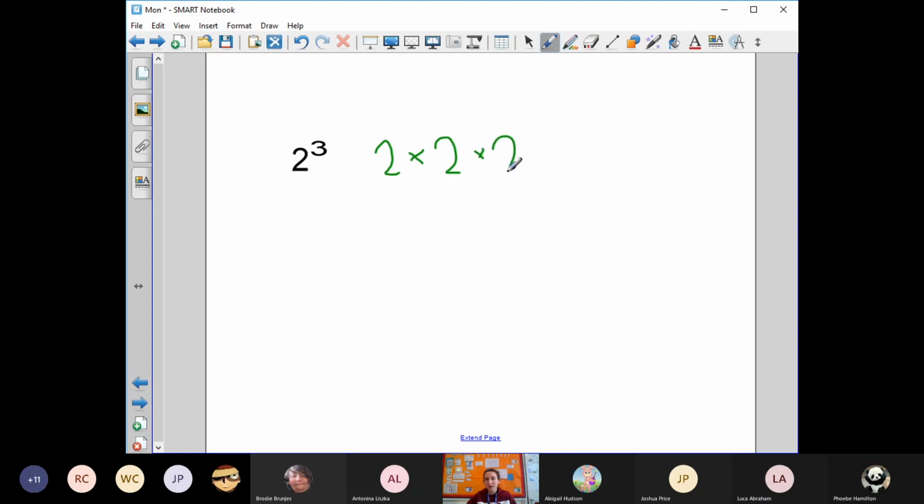Doesn't mean it's times by 3, times by itself 3 times. So 2 times 2 would be 4, and then times it by 2 again would be 8. Okay, so it's not 2 times 3, because that would be 6. It's 2 times 2 times 2. Okay, so let's try 3 cubed. Okay, so that would mean 3 times 3 times 3. So what is 3 times 3?